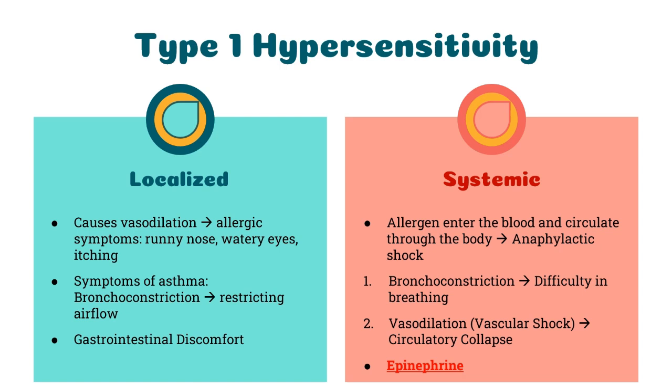While in systemic, these allergens get into our blood and circulate throughout our whole body, and they might lead to what is known as anaphylactic shock. This anaphylactic shock might lead to death because it causes bronchoconstriction, and at the same time vasodilation that leads to circulatory collapse. So it leads to restriction of airflow and difficulty in breathing. At the same time, it leads to circulatory collapse, and it can be managed and treated by epinephrine.